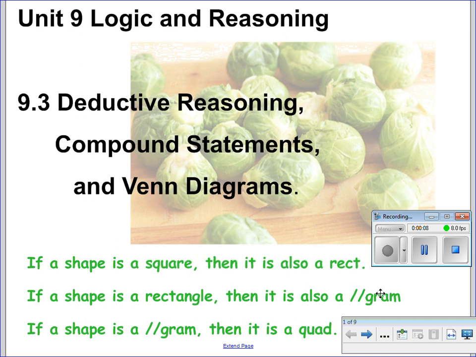Today we're going to be looking at Section 9.3, Deductive Reasoning, Compound Statements, and Venn Diagrams. We're going to be looking at a series of statements like those below. We could turn that into symbols using one letter, two letters, whatever, with the Venn symbol in between. We're going to look at how to process multiple statements like that in this video.